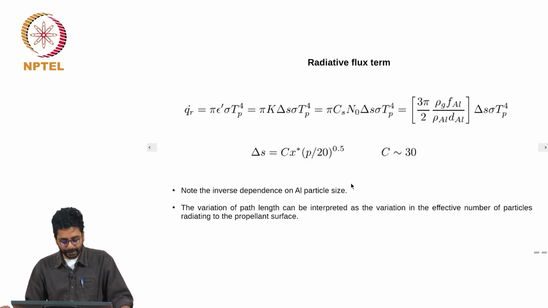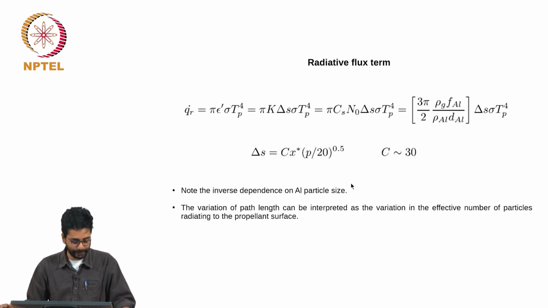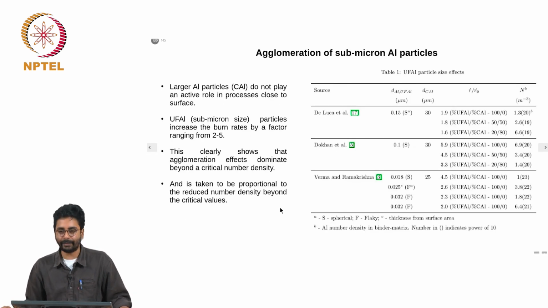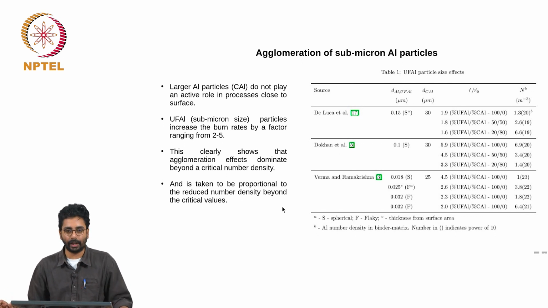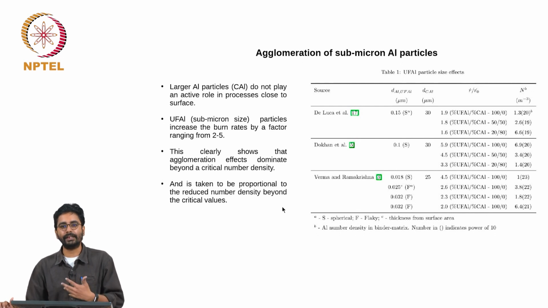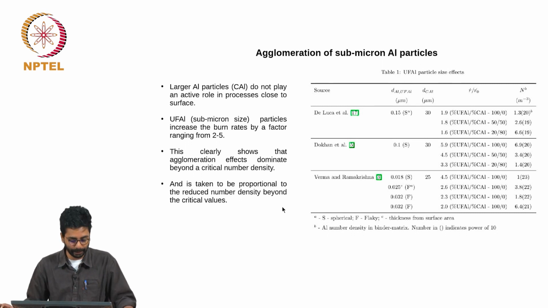The variation of path length can be interpreted as a variation in the effective number of particles radiating into the propellant surface. Another effect that needs to be accounted for accurate prediction is that smaller particles tend to agglomerate. Even if you are careful to avoid agglomeration when these particles are getting integrated into the propellant, when they come out of the surface they will agglomerate.